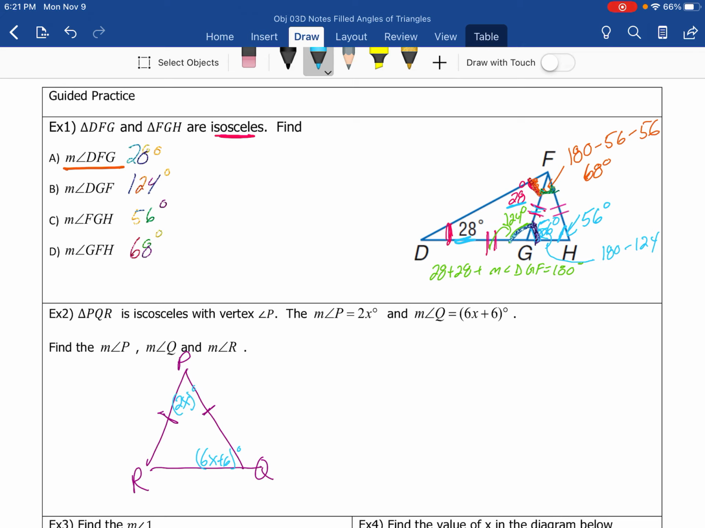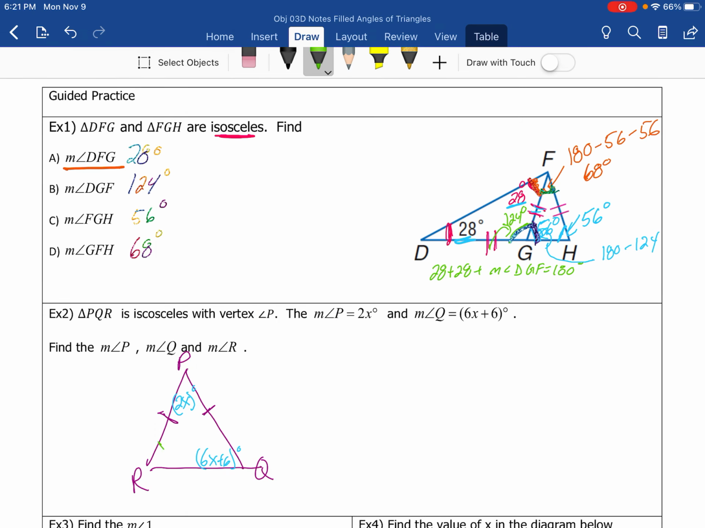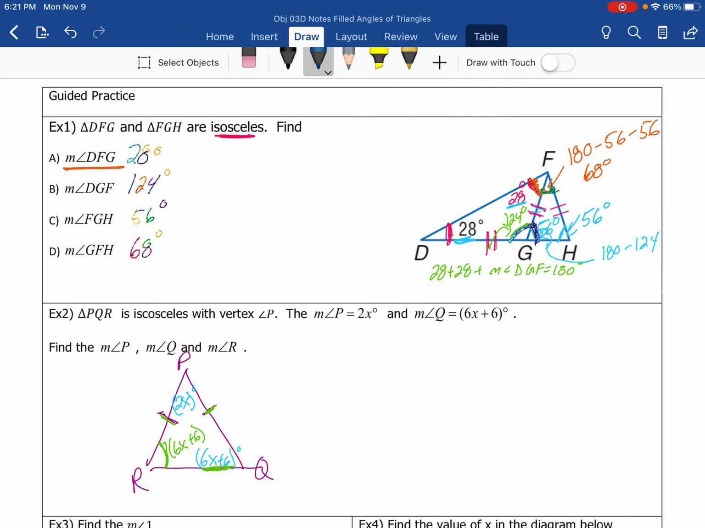Now, I know there are three angles in a triangle that add to 180, but I only have two angles. I'm missing this angle right here, angle R. But I also have another piece of information. Because of the base angles theorem, if two sides of a triangle are congruent, the opposite angles are congruent. So if this angle is 6x plus 6, then this angle right here also has to be 6x plus 6. Knowing that, I have enough information to write and solve an equation.